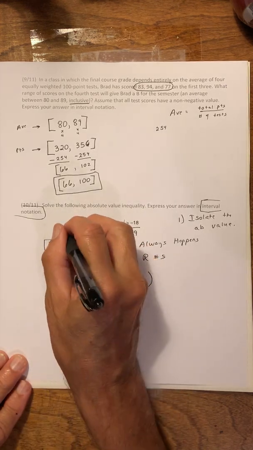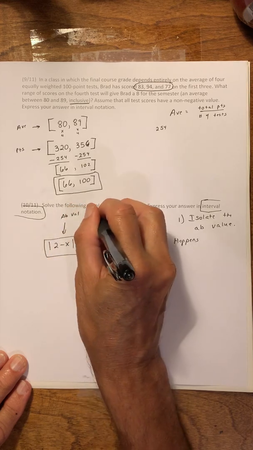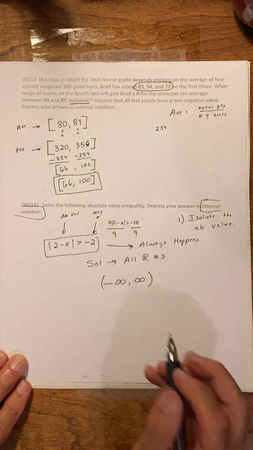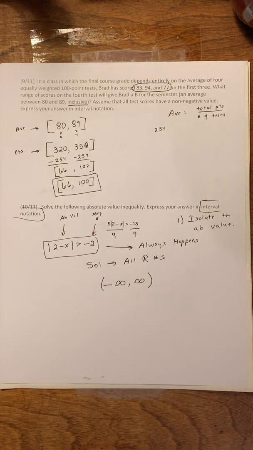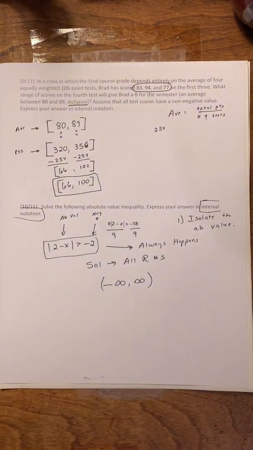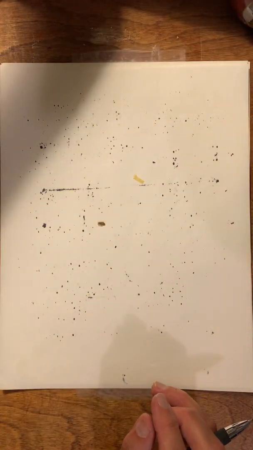Anytime I have absolute value and a negative number, it's not going to be a problem to work. It's going to be one of my exceptions to recognize. All right, well, that worked pretty quickly, pretty nicely.